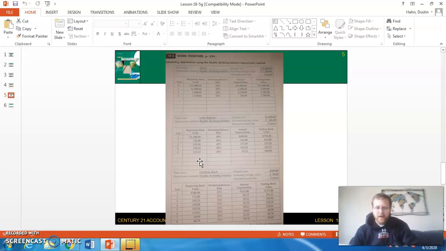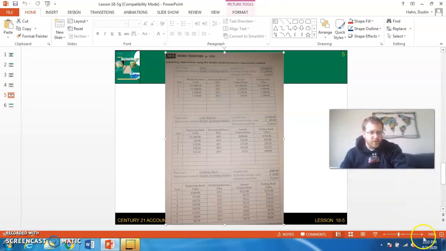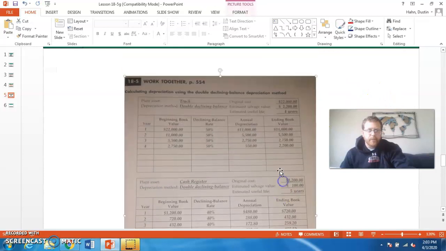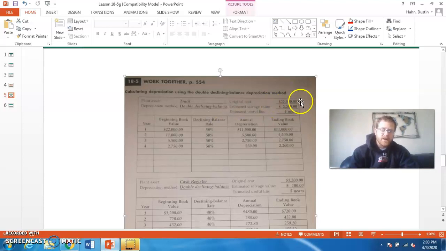Okay, so on this first one, let me zoom in a little bit for you. It says on January 4th you bought a truck. Original cost is $22,000. Your estimated salvage value is $2,200. You have it for 4 years. So right here is that information: original cost $22,000, estimated salvage value $2,200, and your useful life is 4.